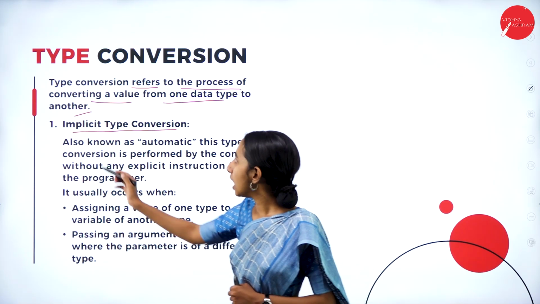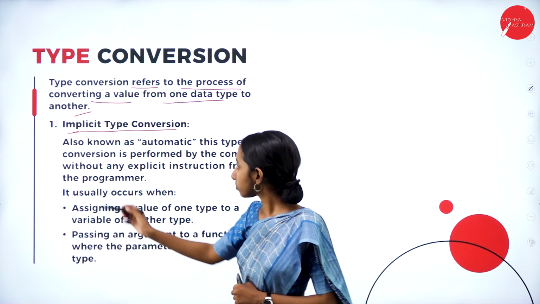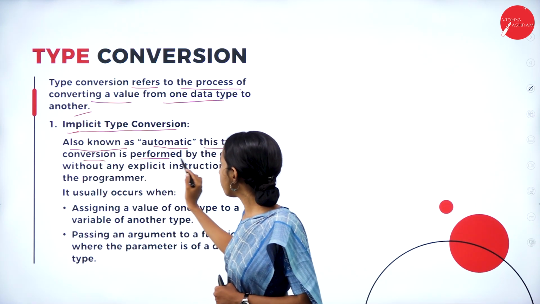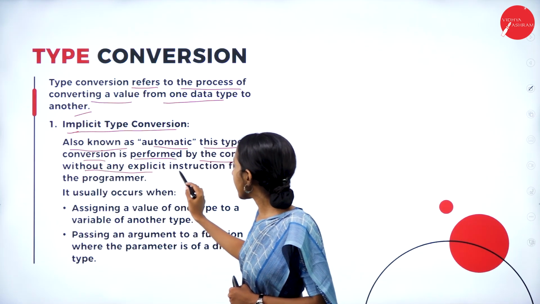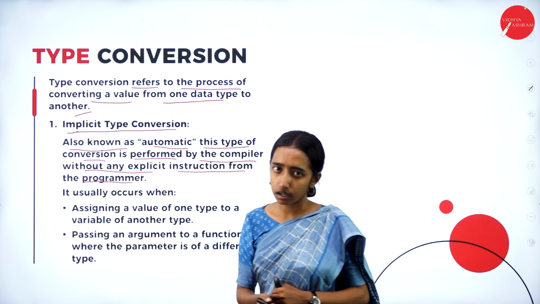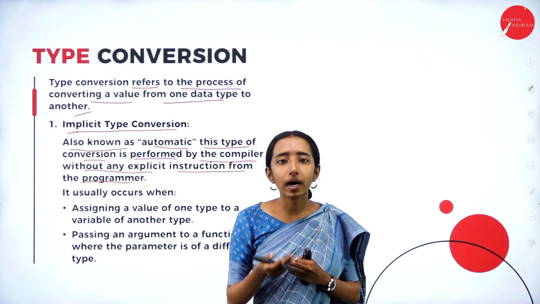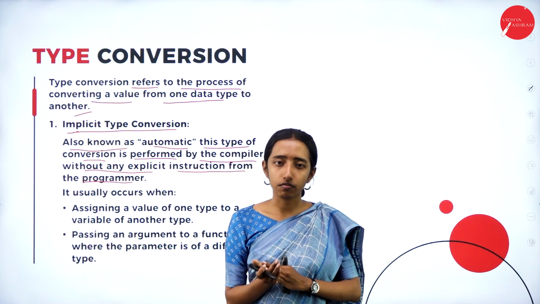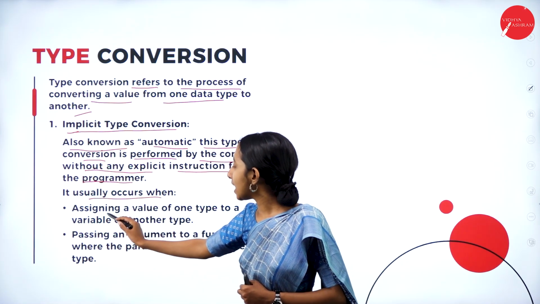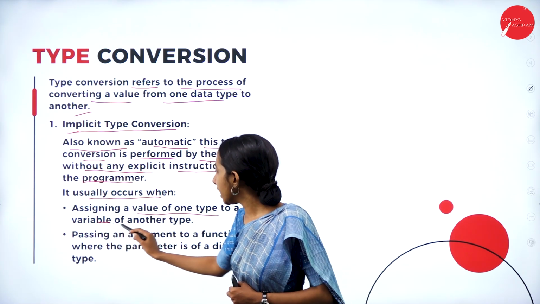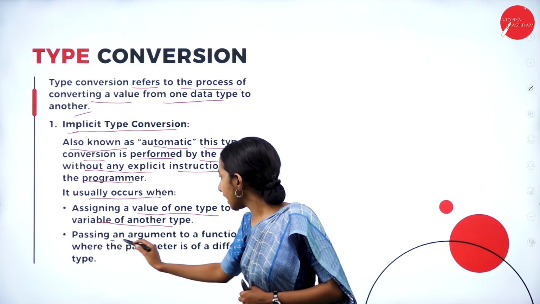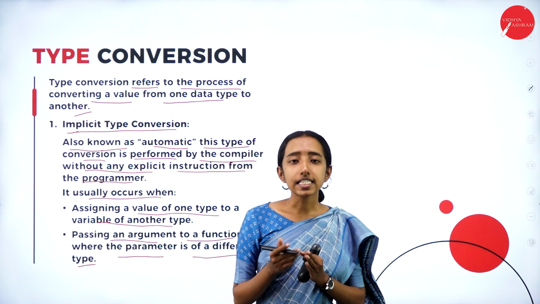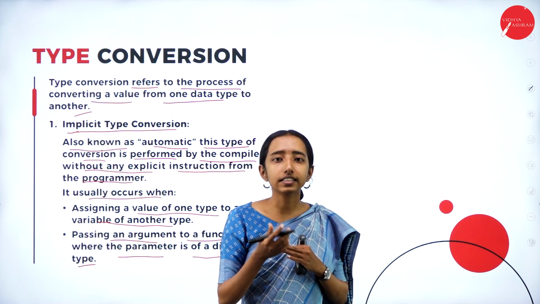The first one is implicit type conversion, also known as automatic. This type of conversion is performed by the compiler without any explicit instruction from the programmer. So this is automatically done by the compiler. That's why it is called automatic type conversion. It usually occurs when assigning a value of one type to a variable of another type, or passing an argument to a function where the parameter is of a different type.